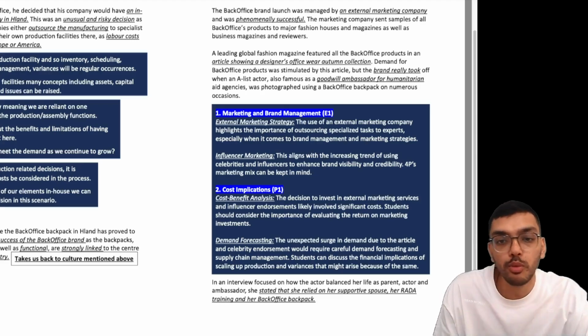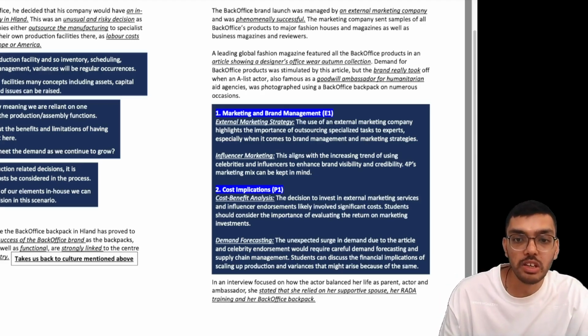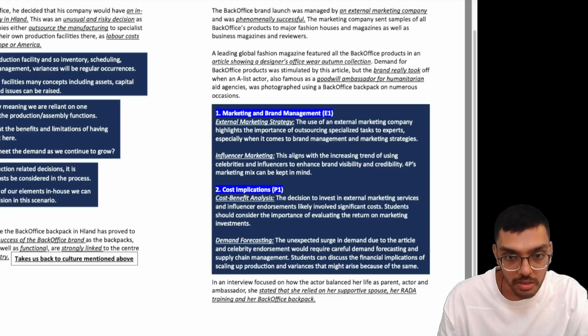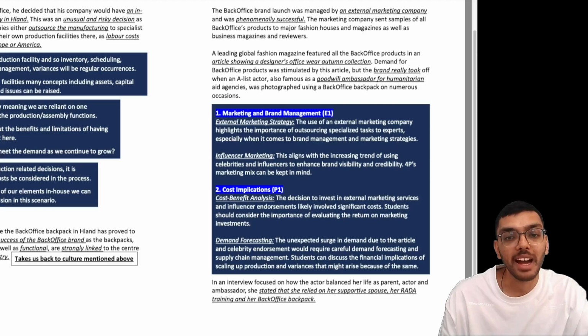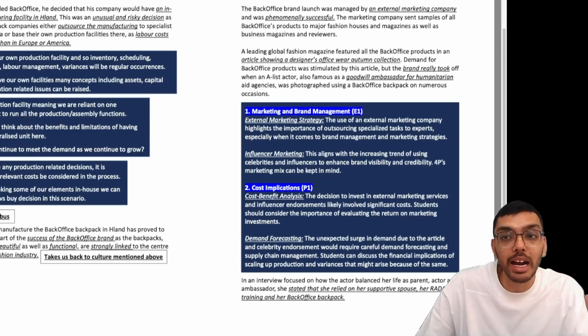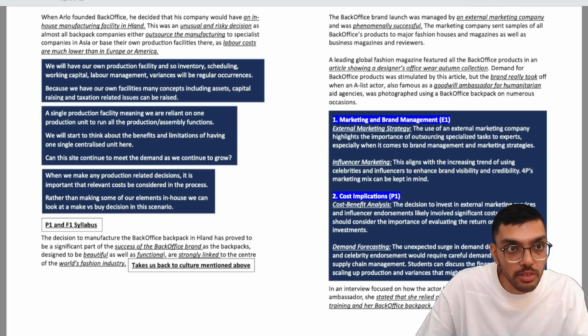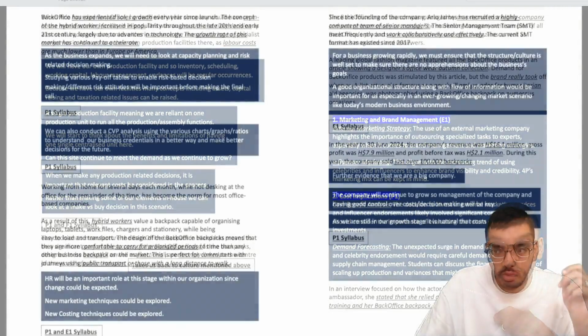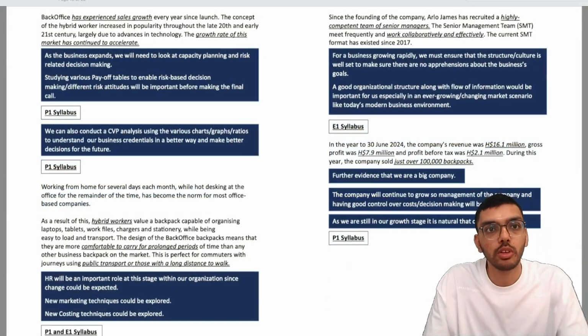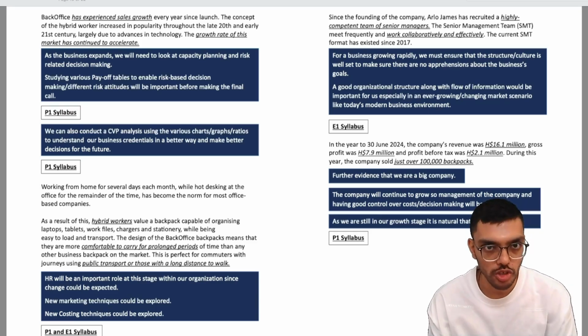So in an interview focused on how the actor balanced her life as a parent, actor and ambassador, she stated that she relied on her supportive spouse, her training and her back office backpack. So she mentioned or actively marketed back office. This has turned out to be hugely popular for us. Moving on, back office has experienced sales growth every year since its launch.